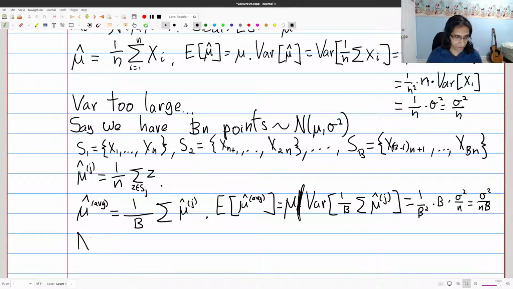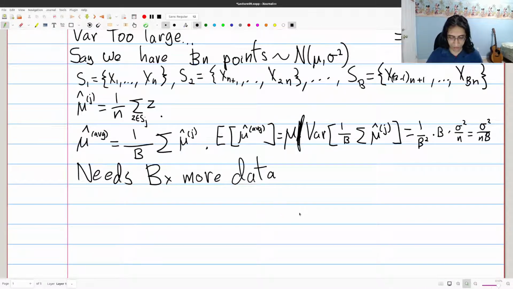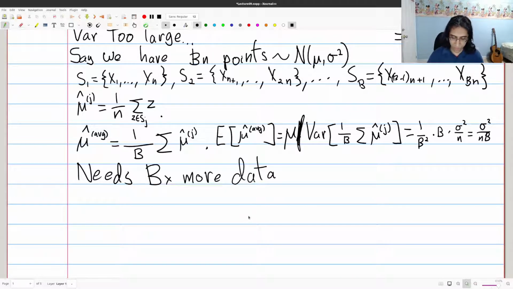In particular, it needs b times more data. And this is not great if we're in a setting where we are data constrained, of course. You don't always have limitless amounts of data, so this is not a luxury that we can always afford.